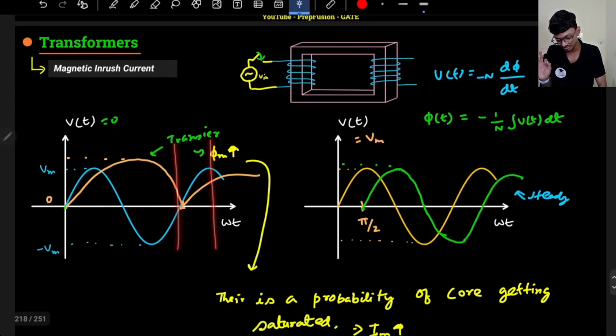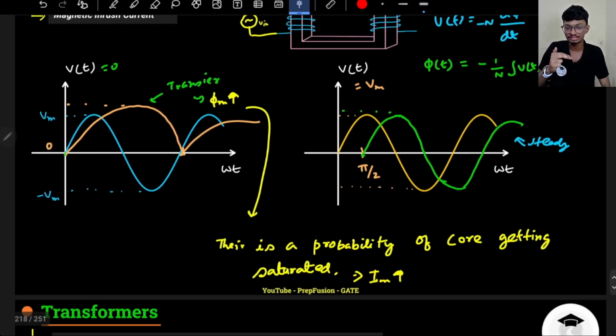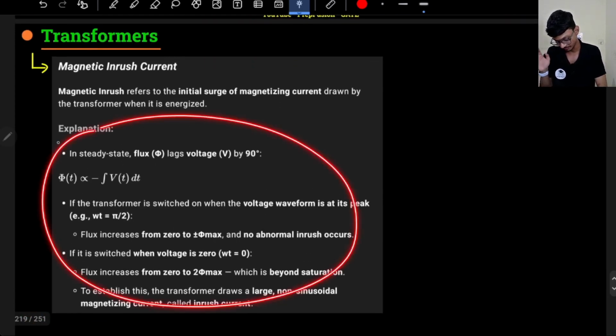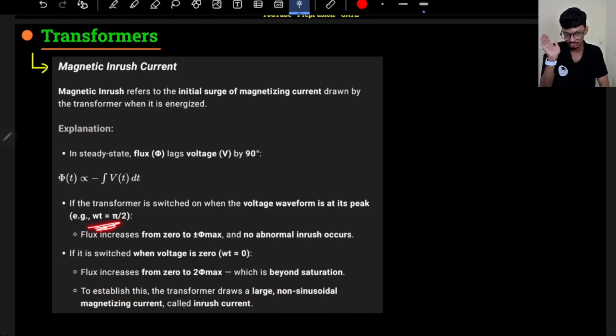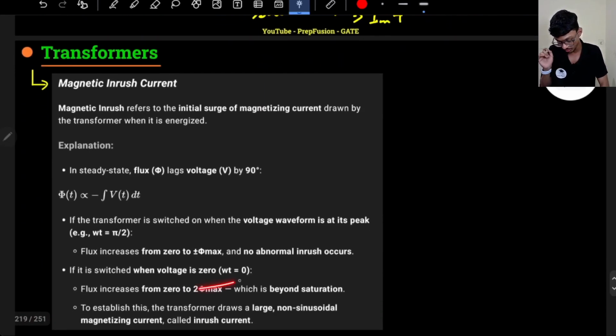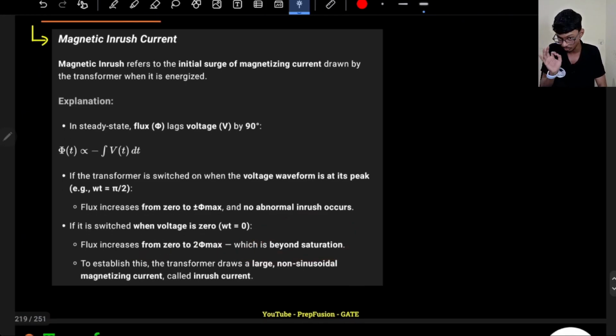During the first few cycles, what will happen? There will be a bit of transient. Due to that, the flux will be more. If flux is more, magnetizing current is more. That means initially a huge magnetizing current will flow. That is what is mentioned over here. If the switch is closed at omega t equals pi by 2, then there is no problem. If it is closed at omega t equal to 0, then there is a problem. Flux is higher, it can go beyond saturation.